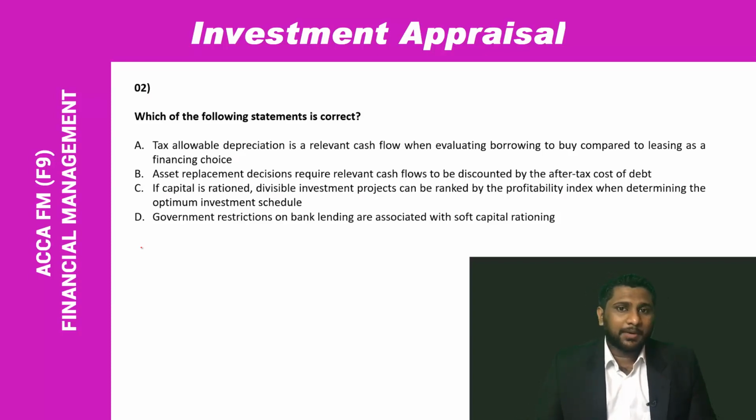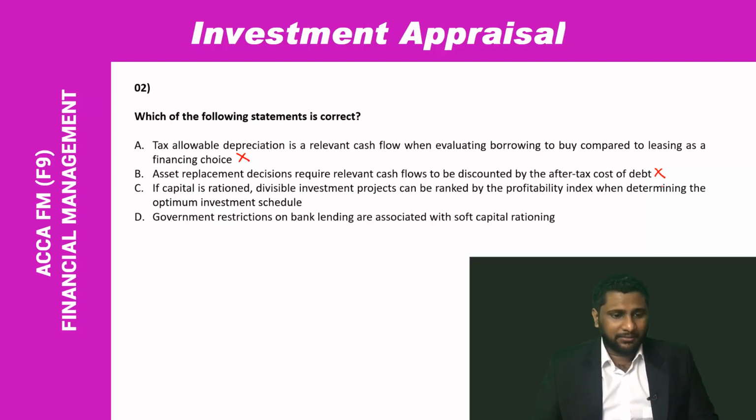Which of the following statements is correct? Tax allowable depreciation is a relevant cash flow when evaluating borrowing to buy compared to leasing as the financing option. You will have tax allowable depreciation only if you purchase the asset. If you lease the asset, you will not have any depreciation, so you will not have any tax allowable depreciation as well. So that statement is wrong. Asset replacement decisions require relevant cash flows to be discounted by the after-tax cost of debt. We can't say it is after-tax cost of debt, it can be cost of capital. So that's a wrong statement.